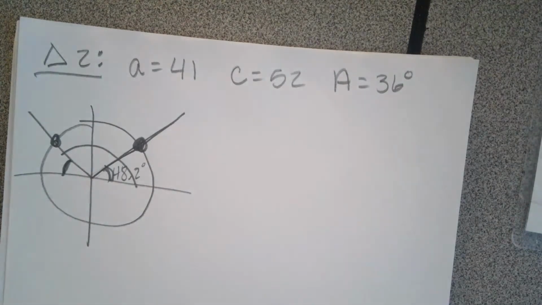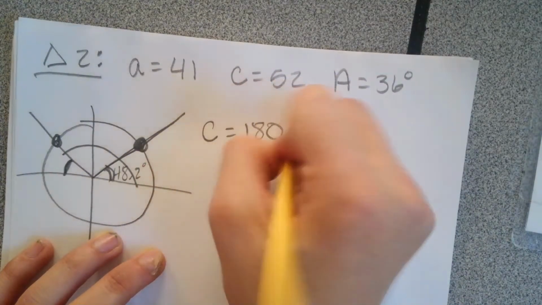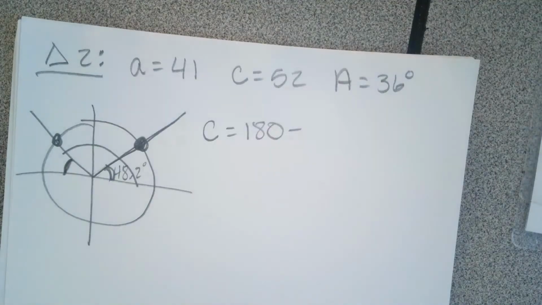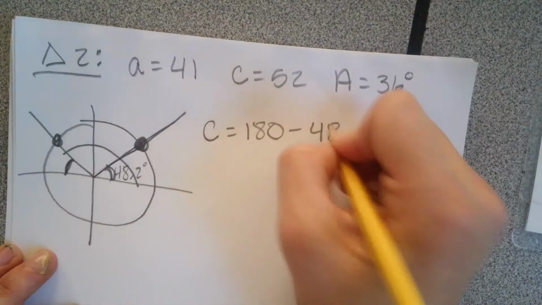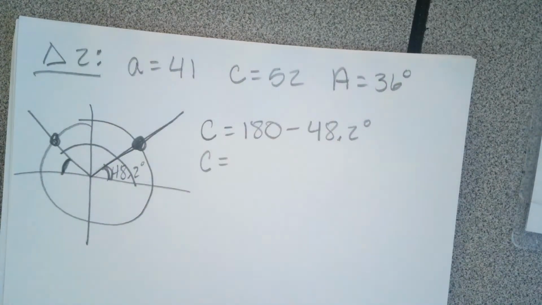You take the first angle you find from the first triangle, which we found was C, and you do 180 minus that. What was that angle we found? 48.2. C is what?